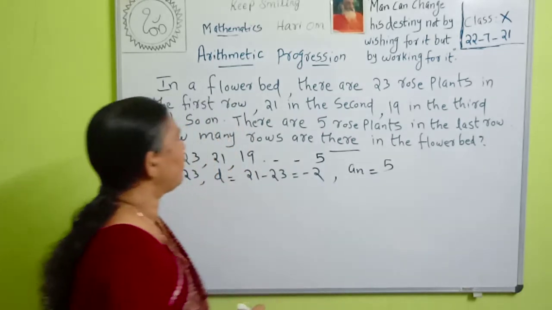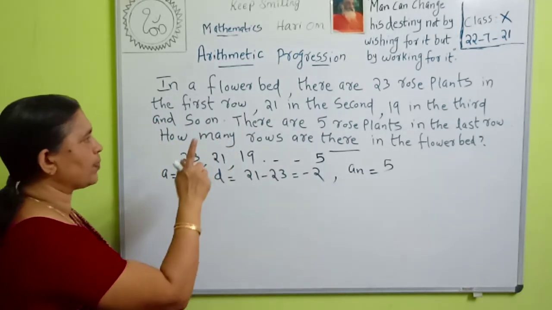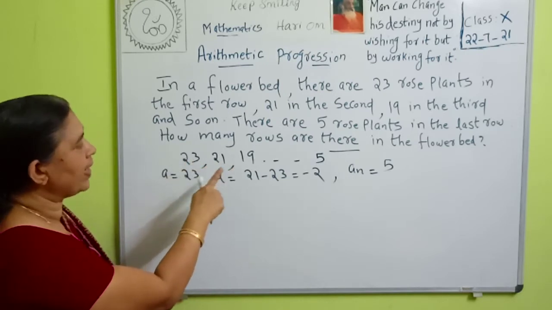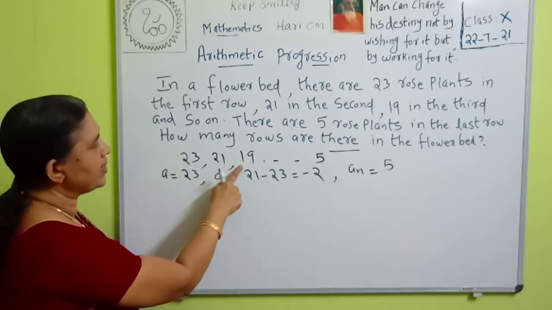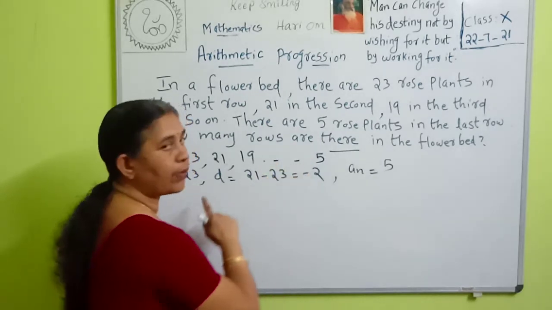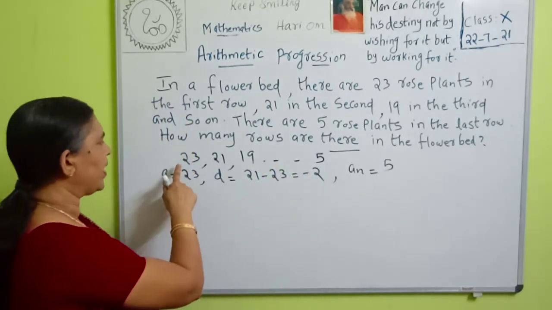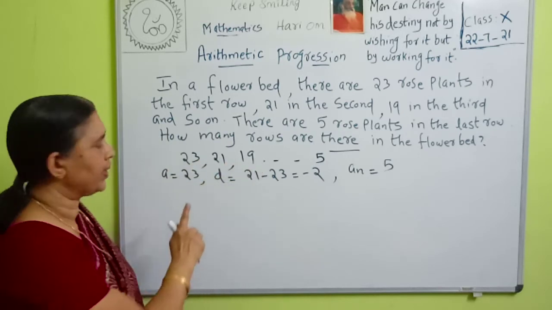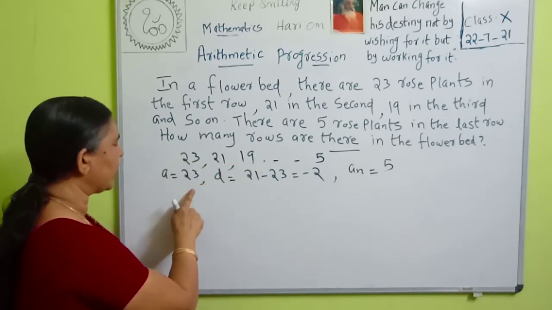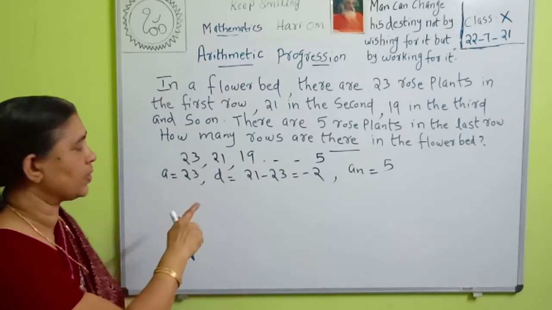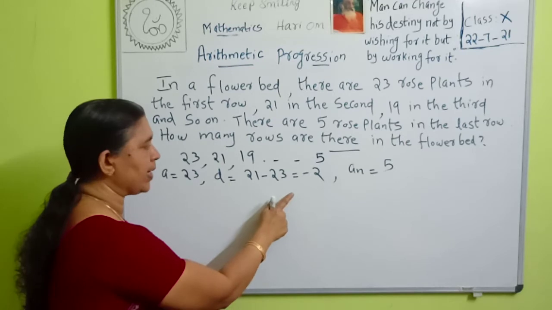So in a flower bed there are 23 rose plants in the first row. So first one is 23, and 21 in the second, 19 in the third, and so on, and the last row has 5 rose plants. So we can form an AP 23, 21, 19, etc. up to 5. So the first term A is equal to 23. Common difference is the second term minus first term, that is 21 minus 23. So it is minus 2.